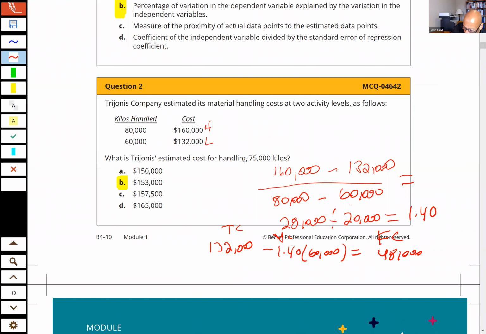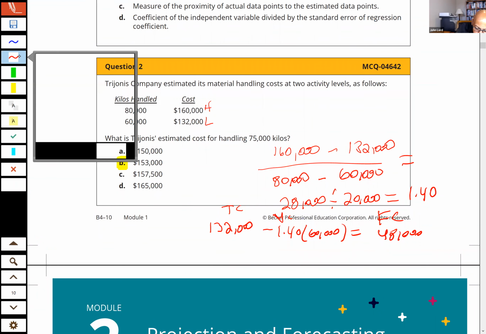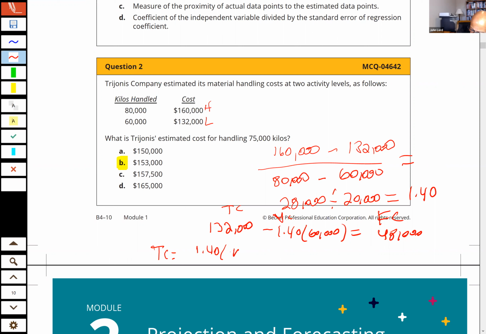Okay. Now that I have that information, I can plug in any number of units to calculate my total cost. So my total cost equation would be $1.40 times kilos, I guess, here, whatever those are, plus what? Plus the fixed cost of 48,000.